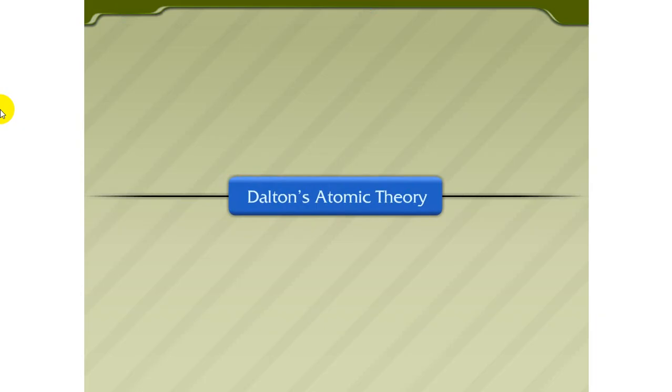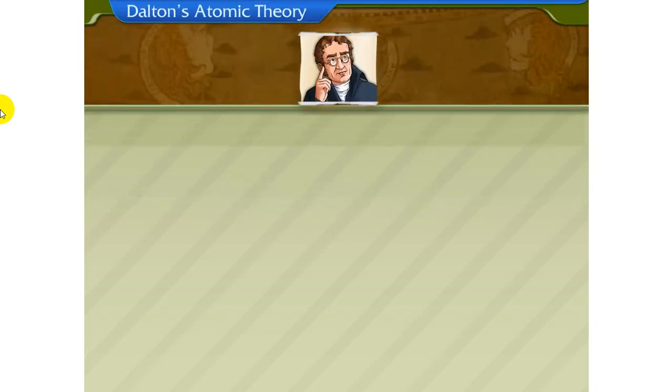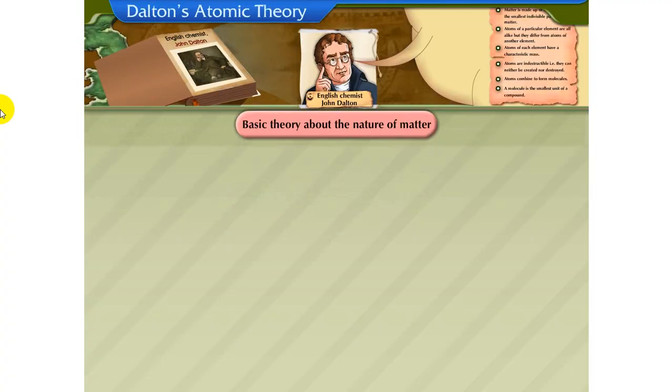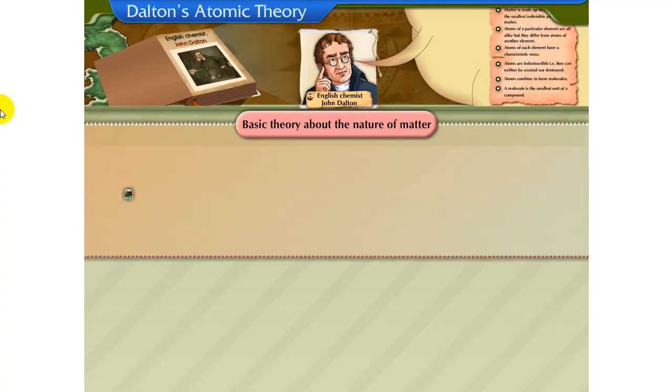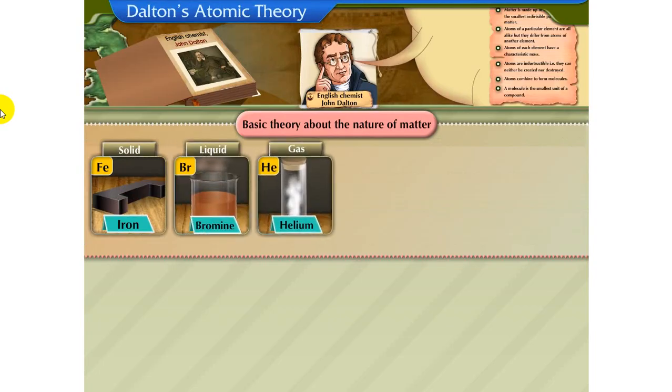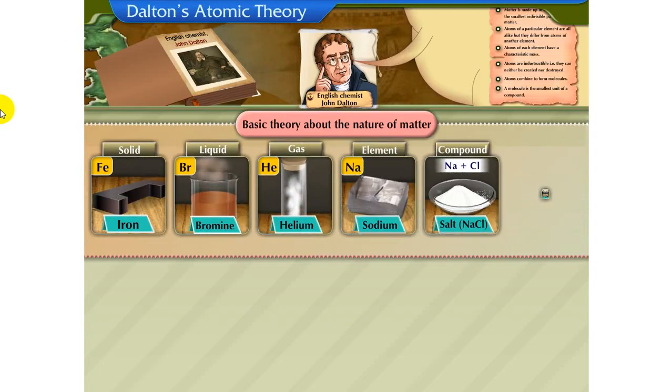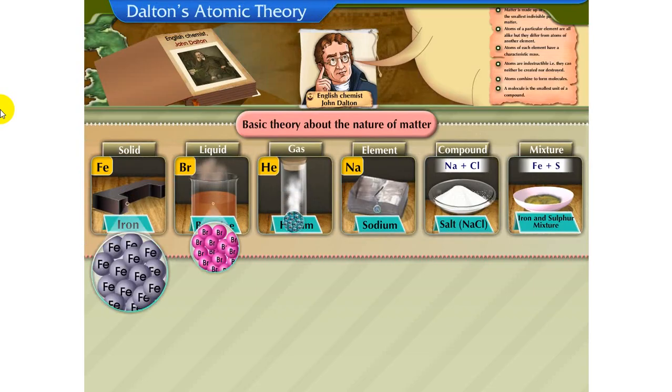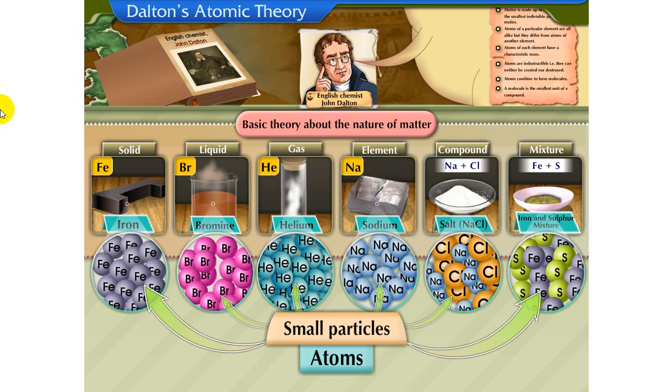Dalton's atomic theory. His theory is the basic theory about the nature of matter. According to his theory, all matter, whether solid, liquid or gas or element, compound or mixture, is composed of small particles called atoms.